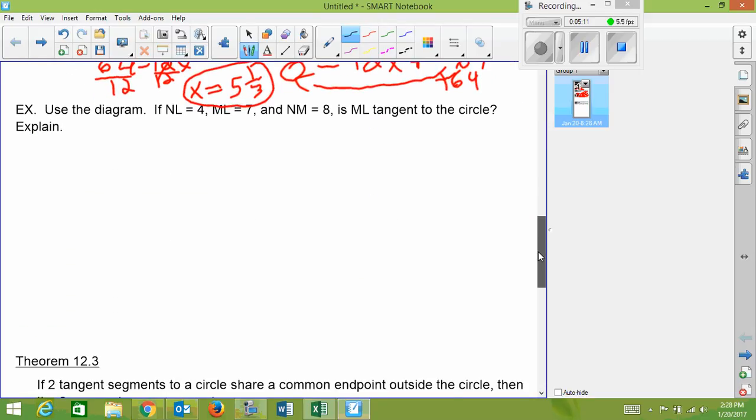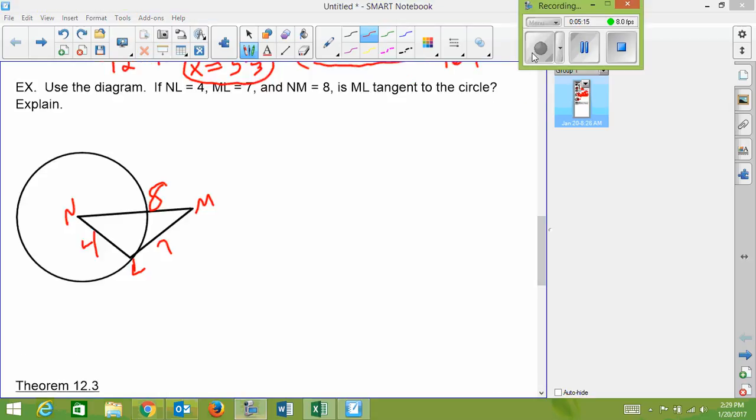Another example, and I need to draw the diagram here. So here's my diagram to go with this. It says if NL equals 4, ML equals 7, and N all the way over to M is 8. They want to know, is ML tangent?